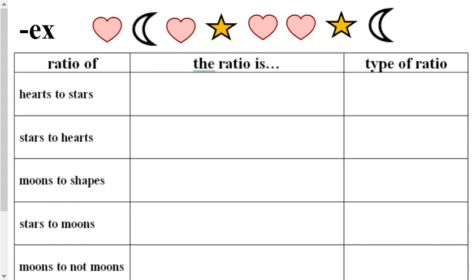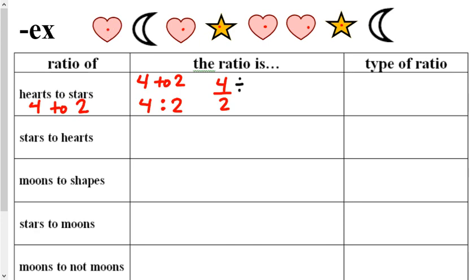So let's look and see if we can write some ratios to describe the shapes that we see in this example. If I wanted to write the ratio of hearts to stars, I would look and I would count and I would say, well, there are 1, 2, 3, 4 hearts, and there are 1, 2 stars. So that ratio is 4 to 2. I can also write it with a colon, 4, and the colon, and then the 2. And I could write it where it looks like a fraction.